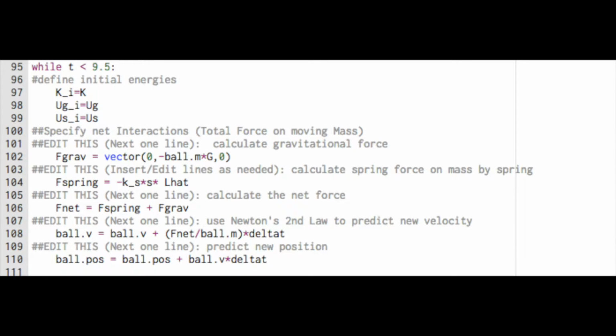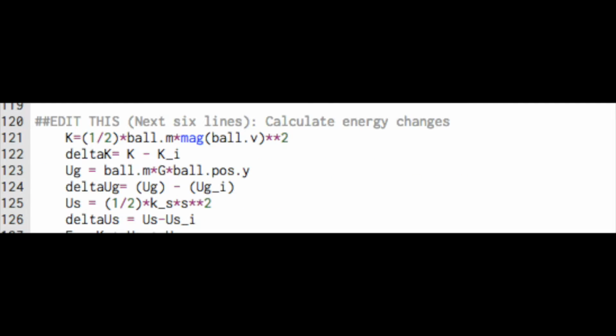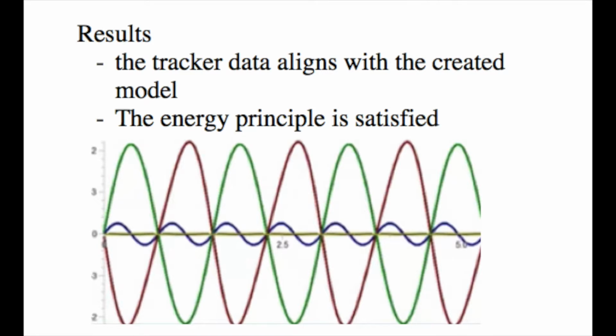Next, kinetic and potential energy values for the system are found using the formulas that were previously identified at the start of the video. This loop tracks the changes in energy throughout the video, and as you can see in the results, the changes in kinetic and potential energy are both oscillating, and the sum of the two is always equal to 0, which is the yellow line shown on the graph. This graph shows that the model satisfies the energy principle because the sum of the changes in energy is always equal to 0.